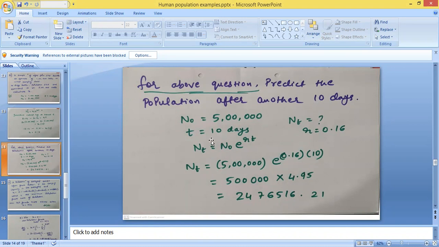But since I want to put this as 10 days, my initial value now becomes how much? 5 lakh, because I am standing at day 10. At day 10, N naught is 5 lakh. And after 10 days, I want the reading. So Nt, which is the unknown value, is equal to 5 lakh e raised to r t. R will remain the same because the growth rate, or you can say the growth pattern, will be the same. So 0.16 into 10 more days. Multiplying, you are getting 2476516.21. Just note down. So this is the extra item that is given in this question.